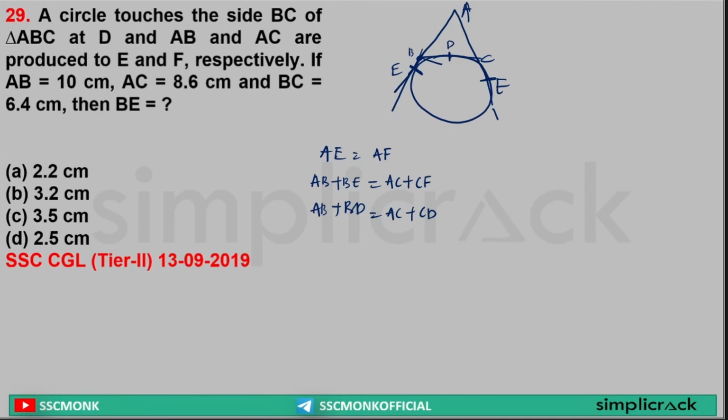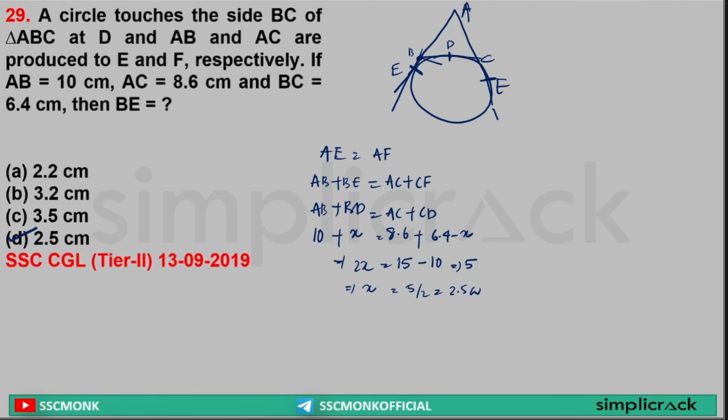Now AB is equal to what? 10 plus BD, let BD be X. AC is equal to what? 8.6 plus CD. Sir, BC is already 6.4, so CD can be written as 6.4 minus X. So X will come to this side. So 2X is equal to 8.6 plus 6.4, that is 15, minus 10, that is equal to 5. So the value of X is 5 by 2, that is 2.5 centimeter. And what was X? X was BD. BD means BE. So the answer is 2.5 centimeter.